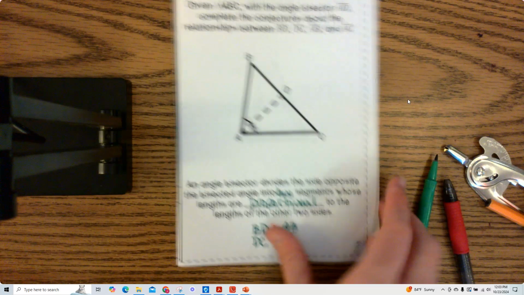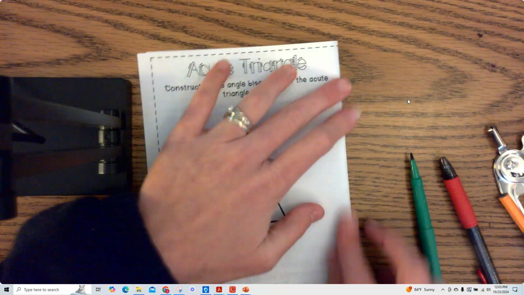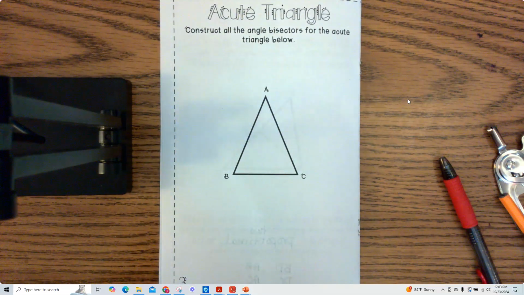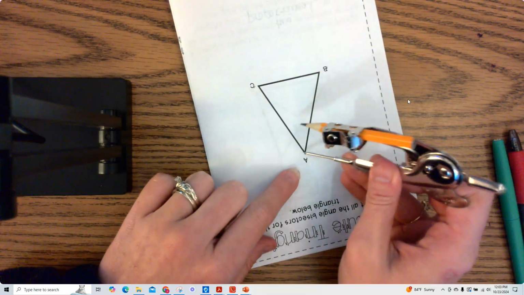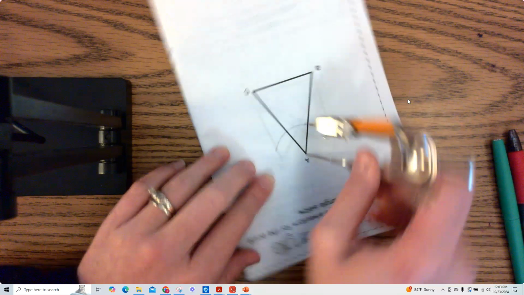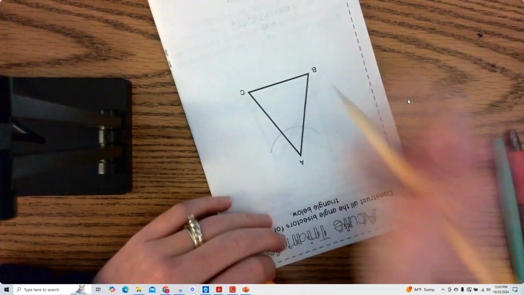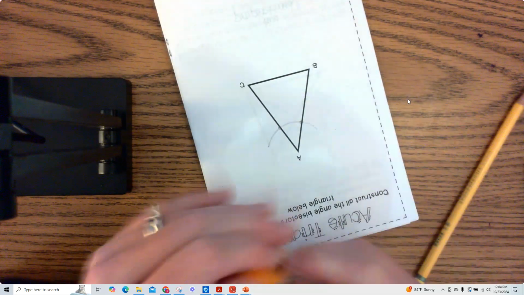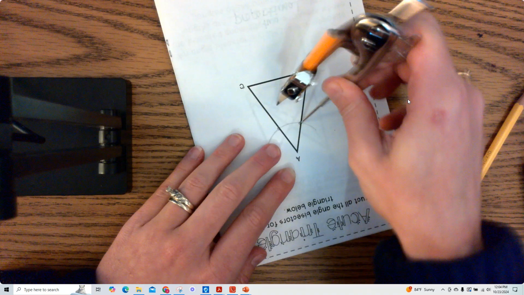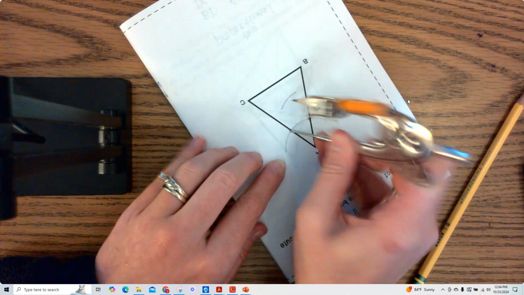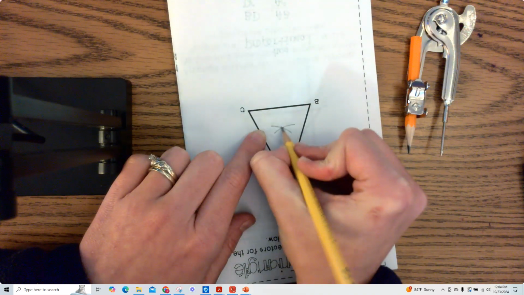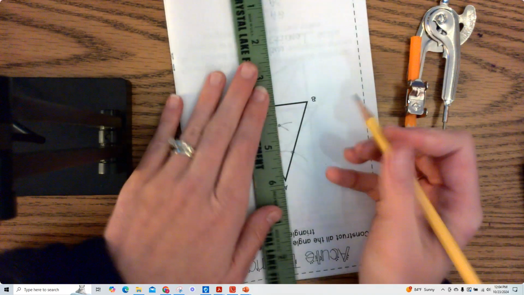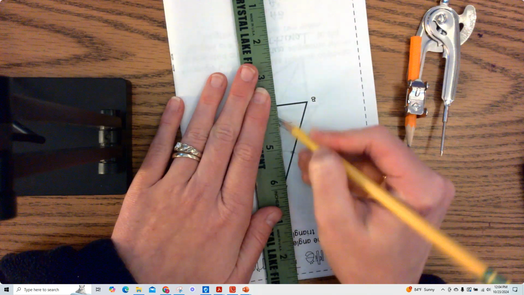Okay. So we're going to do it for an acute triangle now. So we need to make all the angle bisectors for this triangle. Okay? So, angle bisector. Put the point on the angle. Make an arc. Where that arc crosses, move your compass point to those intersections and make two new arcs. And where those cross, from your angle, wherever you started, connect the dots.